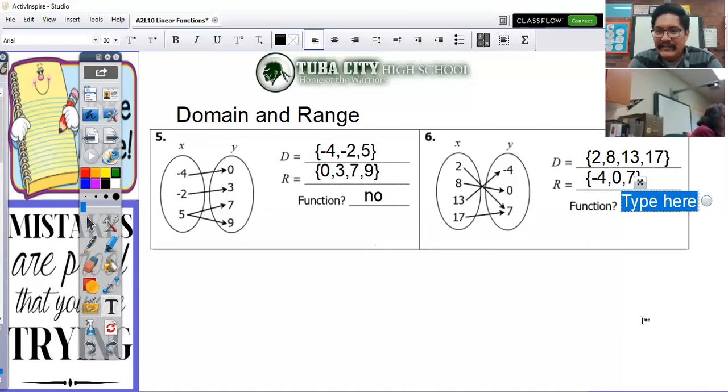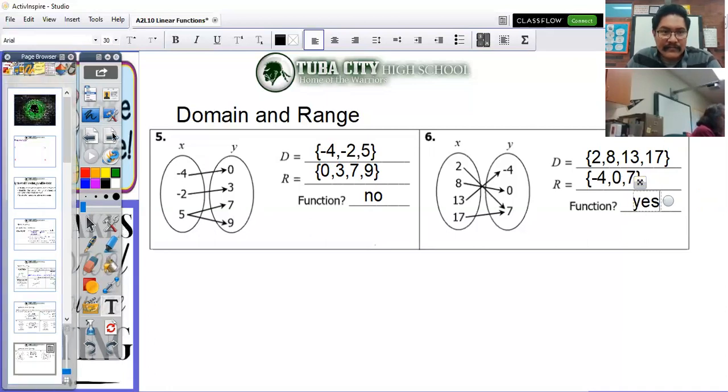Anyway, is it a function? Again, yes, because y's can repeat themselves, x's cannot. And there we go. What was after mapping? Let's see, mapping was this one. I think we're going to go graphing now.